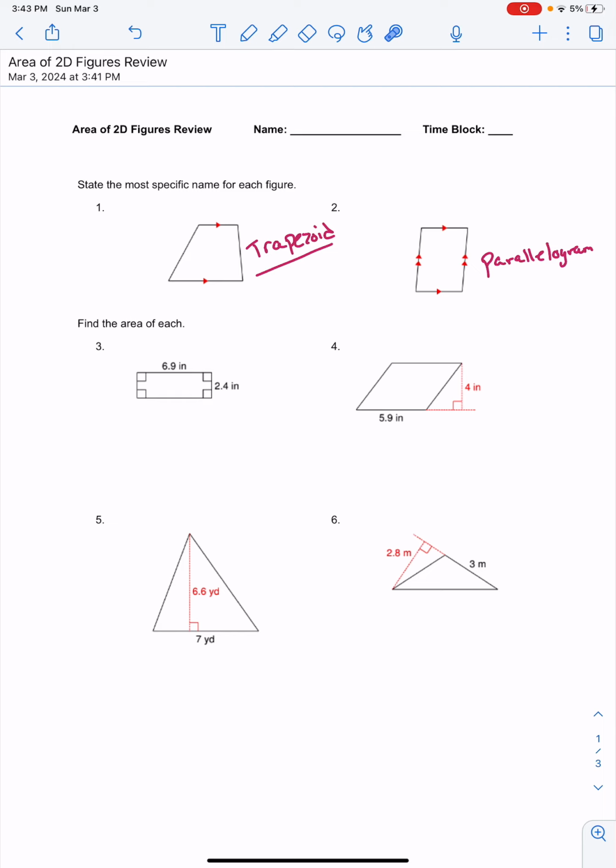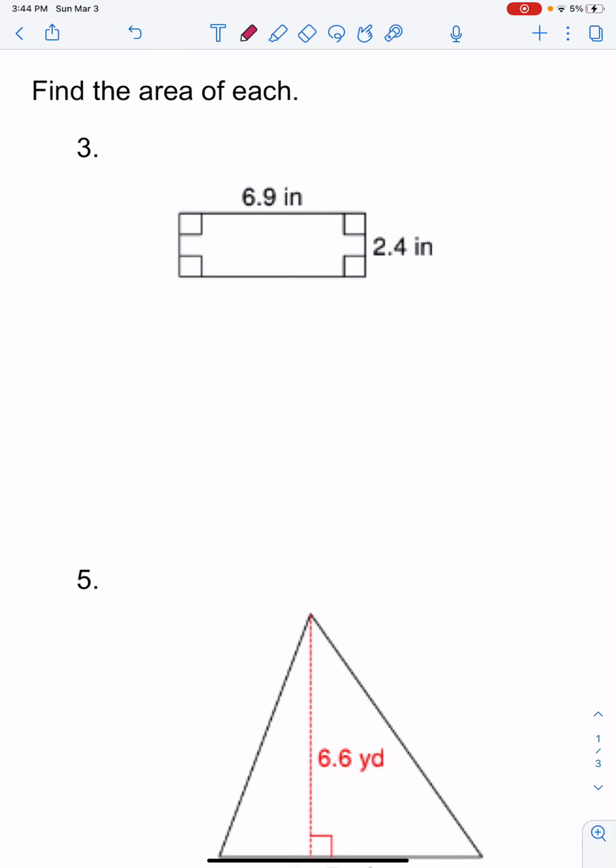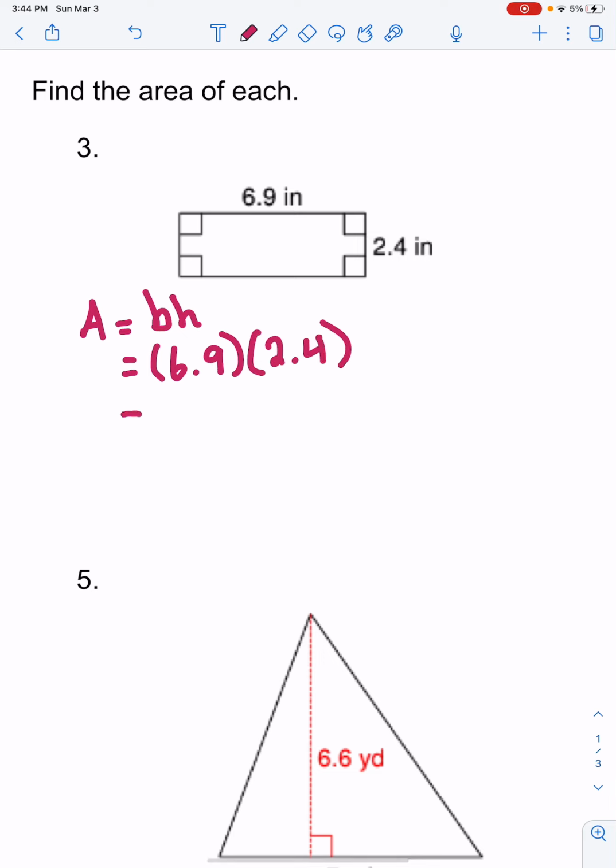All right, moving on to our next set of problems here. They want us to find the area of each. So let's start with number 3. This is a rectangle, and we know that the formula for the area of a rectangle is base times height. In order to solve this, our next step is to replace the variables with the numbers they represent. So our base is 6.9, and our height is 2.4. So we're going to do 6.9 times 2.4.